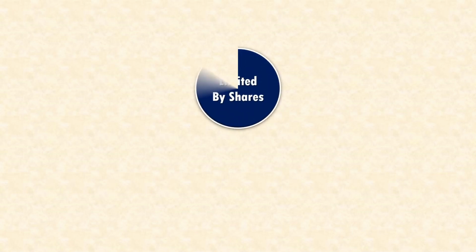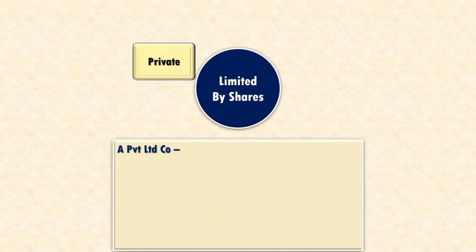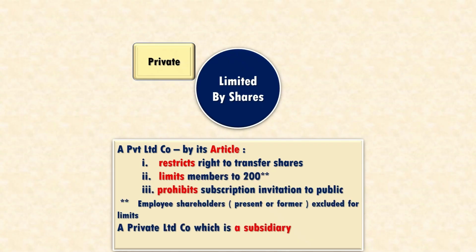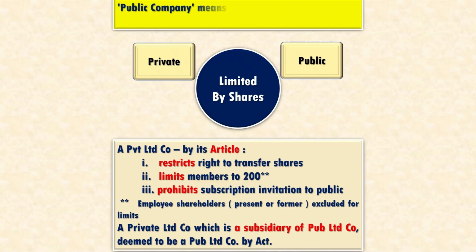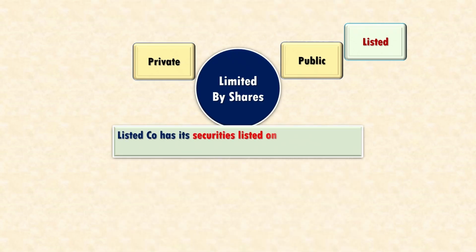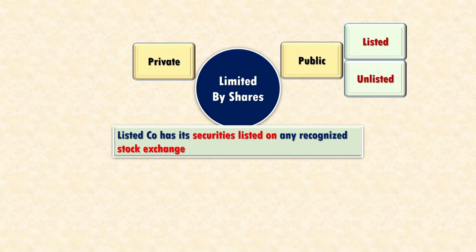Companies limited by shares can take the form of a private company, which as defined in the Act should have 3 restrictions in its articles: on transfer of shares, number of members, and invitation to the public for subscription. The Companies Act uses the same definition to define a public company in a different way. It states a public company means a company which is not a private company. A public company can get its shares listed on a recognized stock exchange and it can be called a listed company. When the shares are not listed, the public company stays unlisted.